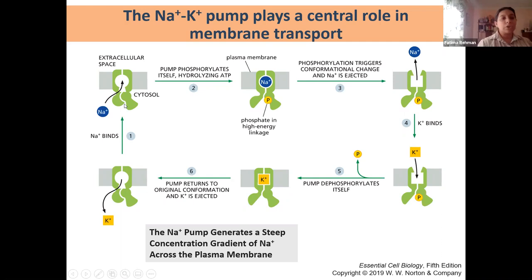So that is the process with which that occurs. It is using the ATP energy both to expel the sodium ion out and bring that potassium in in one cycle. The sodium pump generates a very strong concentration gradient of sodium ions across the plasma membrane, to maintain the cytosolic ionic concentration.